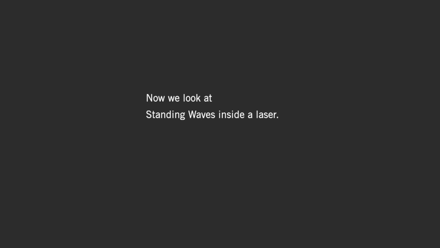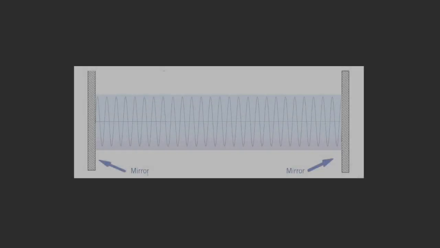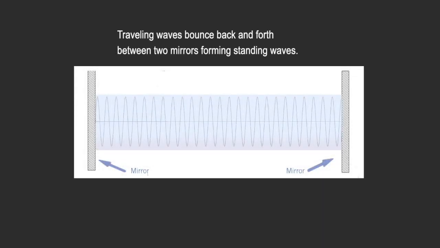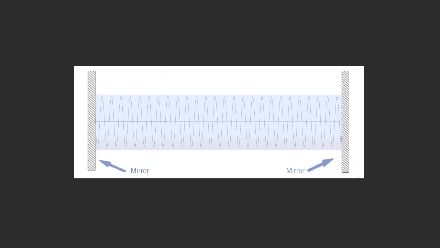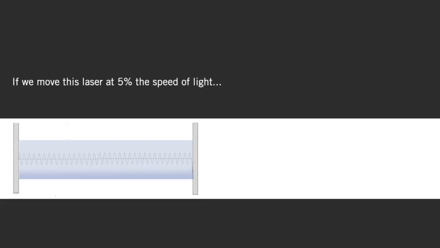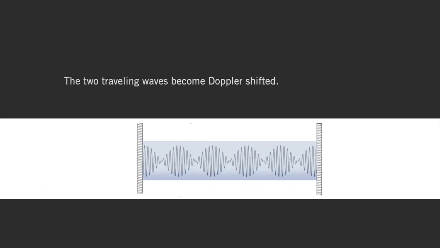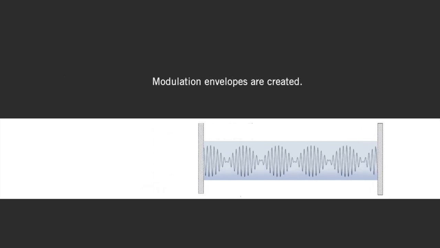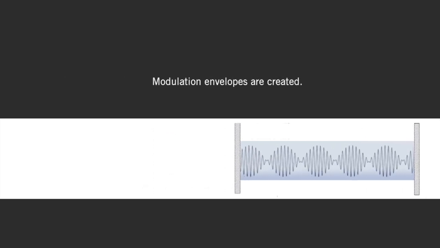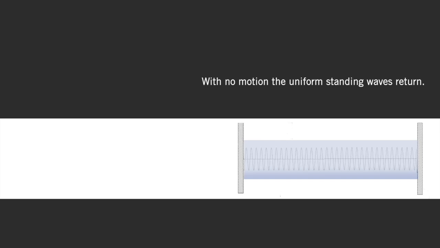Now we look at standing waves inside a laser. Traveling waves bounce back and forth between two mirrors, forming standing waves. If we move this laser at 5% of the speed of light, the two traveling waves become Doppler shifted. Modulation envelopes are created. With no motion, the uniform standing waves return.